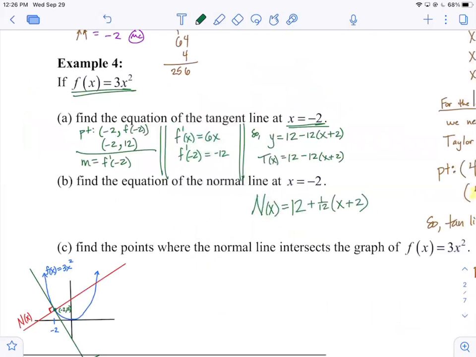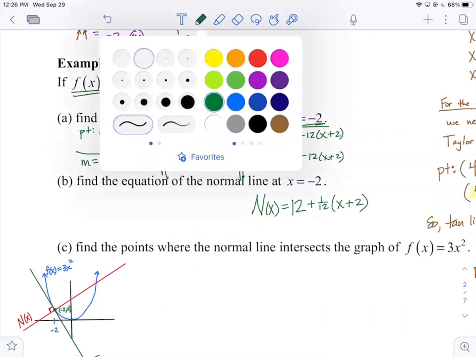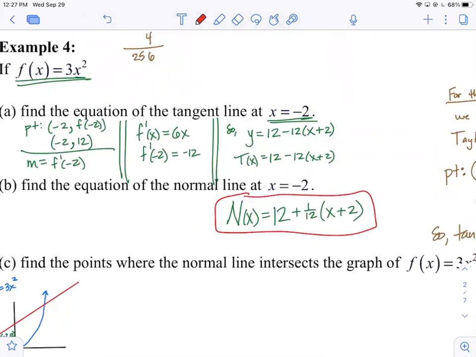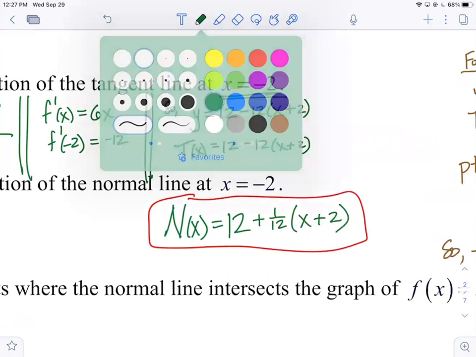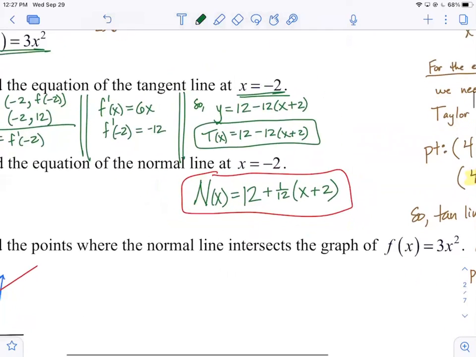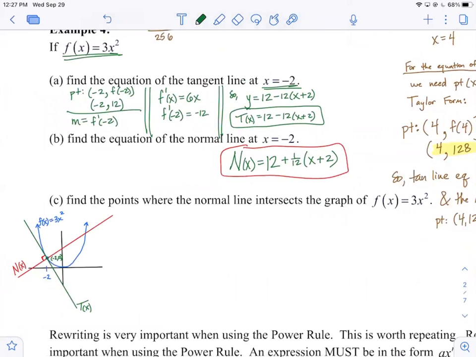All right, so those are the two equations. I guess I should maybe color code it. This is the equation of the red line, and this is the equation of what I have drawn as the green line. Now, this is what makes this a good free response question.